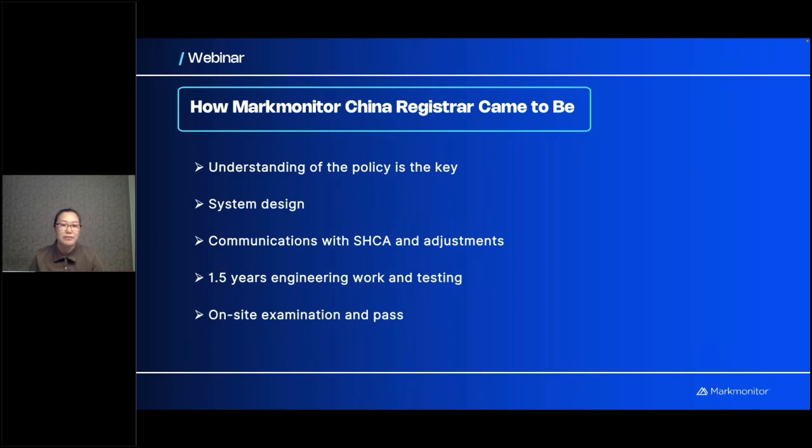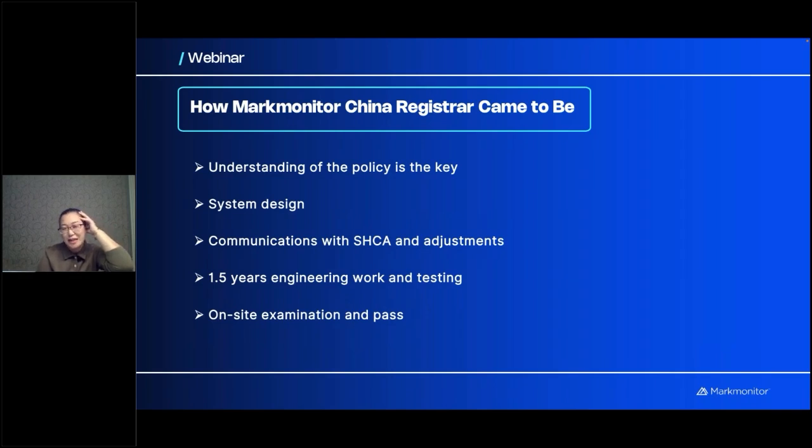I still remember it was very difficult at the very beginning, because everyone was at a loss and didn't really know how to deal with it, since there is no case of a foreign registrar having an MIIT license in China. Some people even said that it is not possible. But that is also the time when I joined Markmonitor. This is my first project, like my baby project.